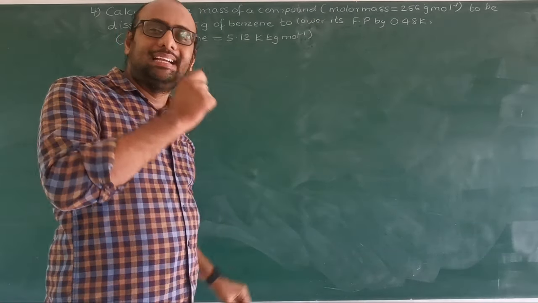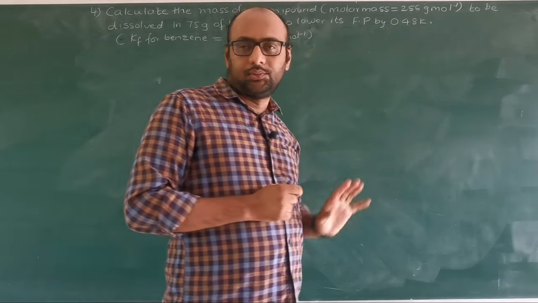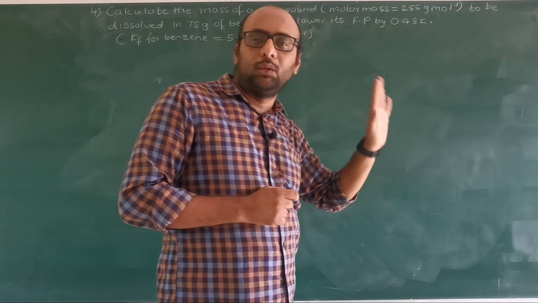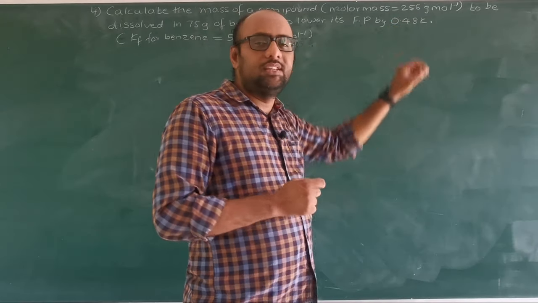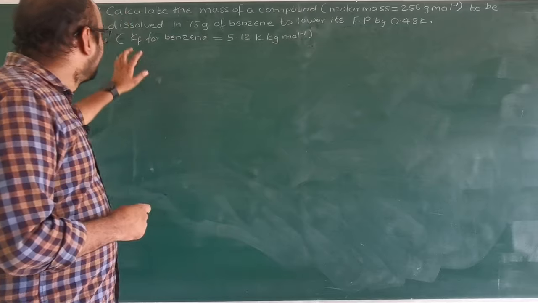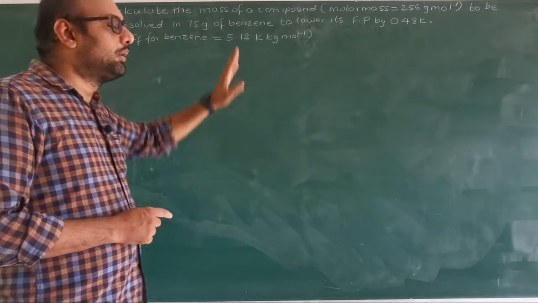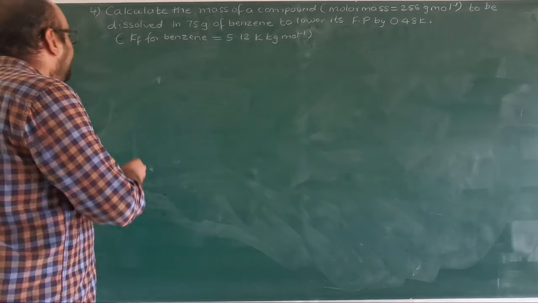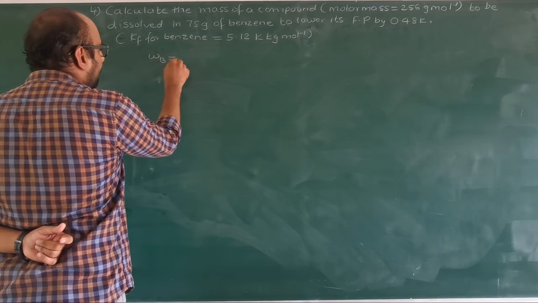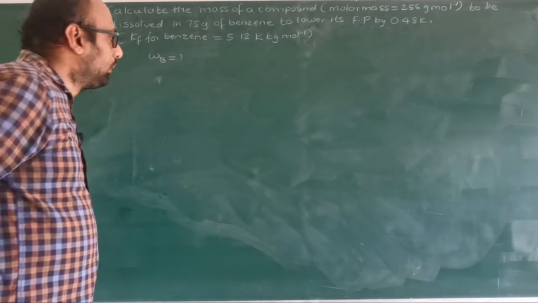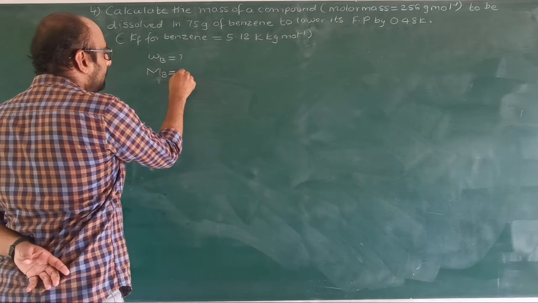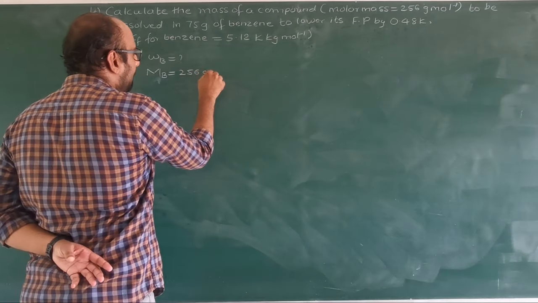Freezing point will decrease by 0.48 Kelvin. That means this value is delta TF, depression in freezing point. The KF value for benzene is given, that is 5.12. Now, what you have to calculate here is the mass of the solute, mass of the compound. What is given? Molar mass of the compound is given. MB is given, that is 256 gram per mole.